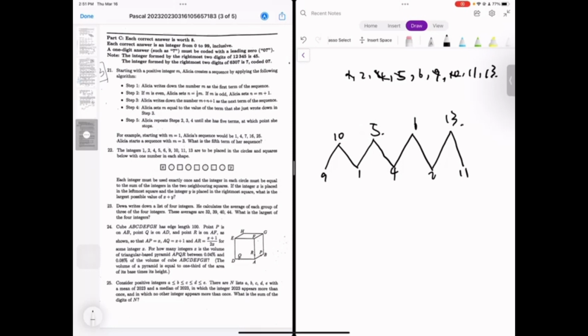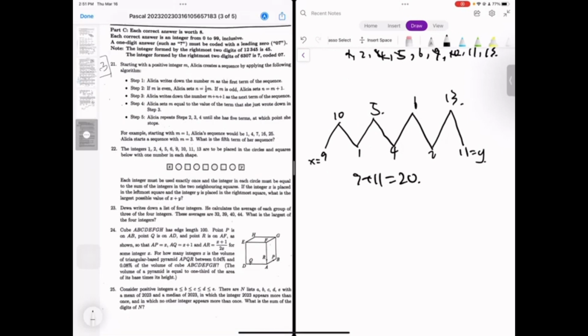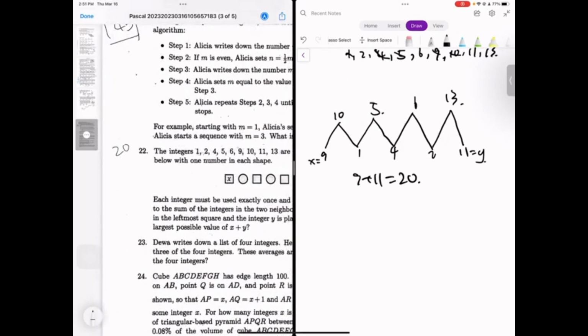So this is x, this is y, and 9 plus 11 is 20. So the answer of this question should be 20.